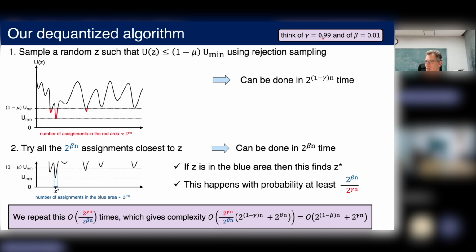And gamma is this thing, beta is this thing, so you will get, in this specific case, 2 to the 0.99 n. So you get something which is much better than 2 to the n. Okay, so this gives you a completely non-trivial strategy to solve the problem.